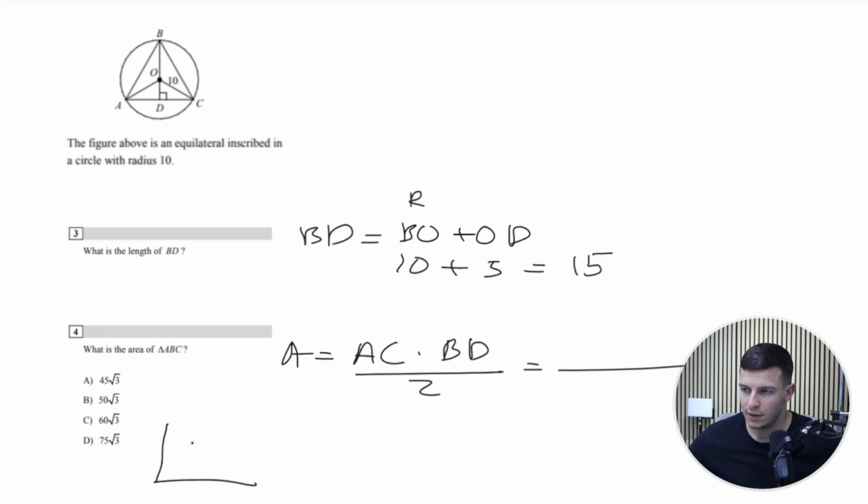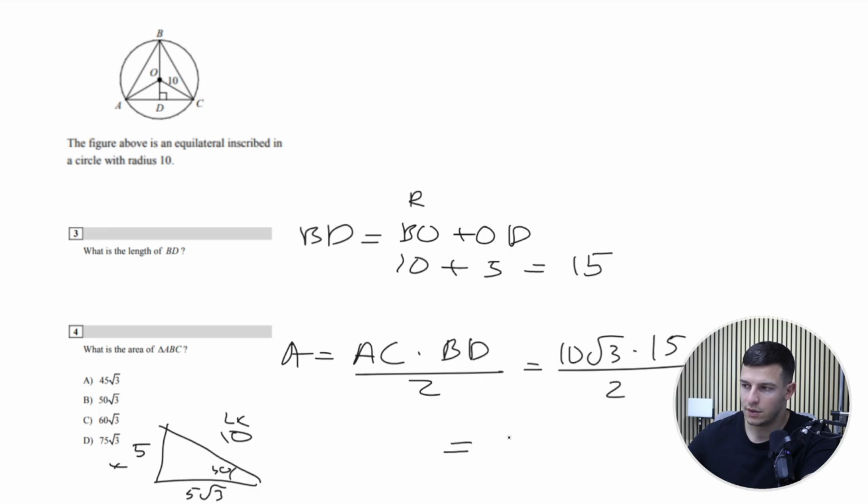So earlier we found OD. So this is 10, this is 5, this is 30 degrees. If this is x, this is 2x. This is going to be x square root of 3, which is 5 square root of 3. Again, 30, 60, 90 triangle. So that's half of that, so AC is 2 times that. So the 5 square root of 3 is DC or AD, but AC is 2 times that. So 10 square root of 3 times BD, which is 15, divided by 2. And that's going to be equal to 75 square root of 3.